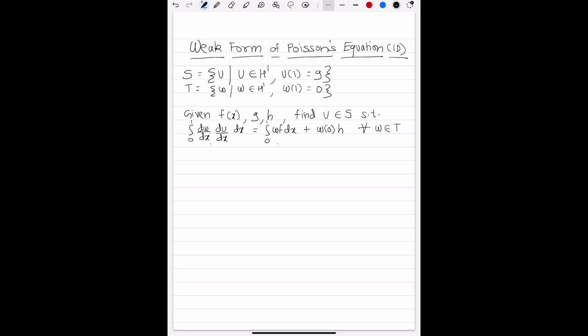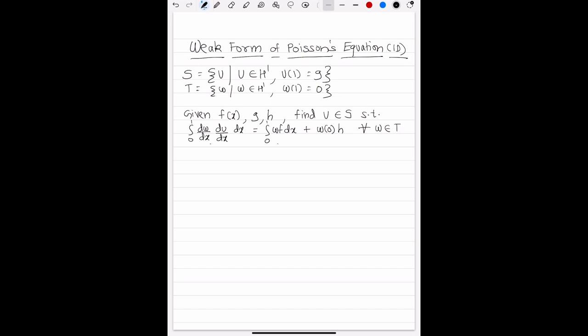The set S is the set of all functions u such that u is an H1 function and u of 1 is equal to g, essentially the Dirichlet boundary condition. Whereas the test function space is the set of all functions w such that w is an H1 function and w of 1 is equal to 0.